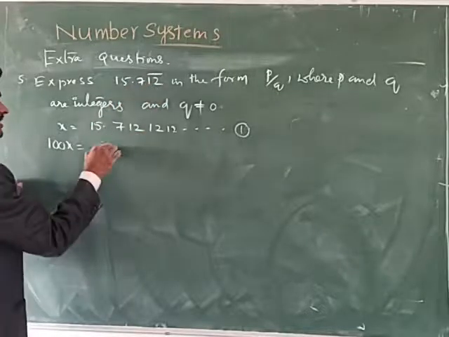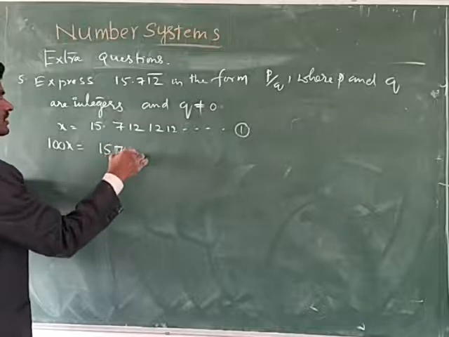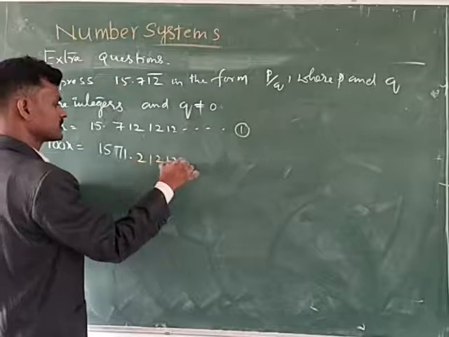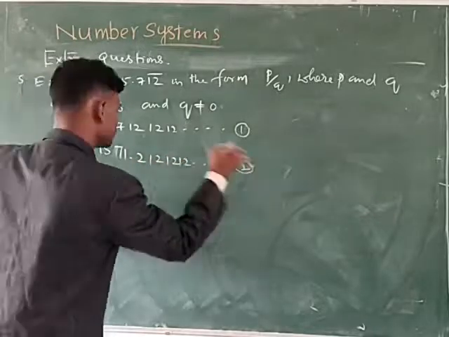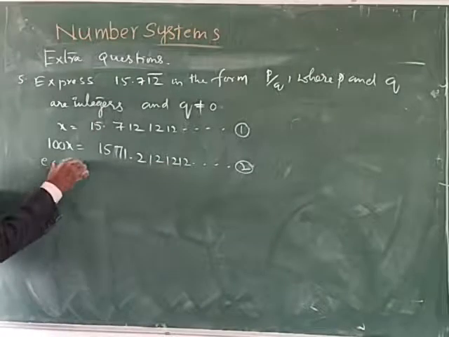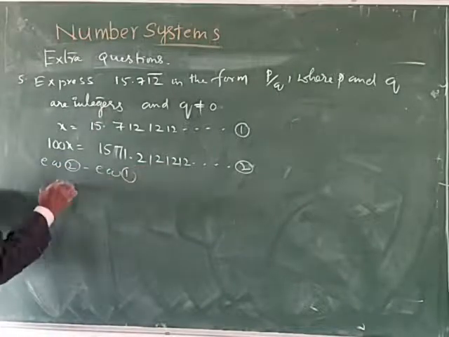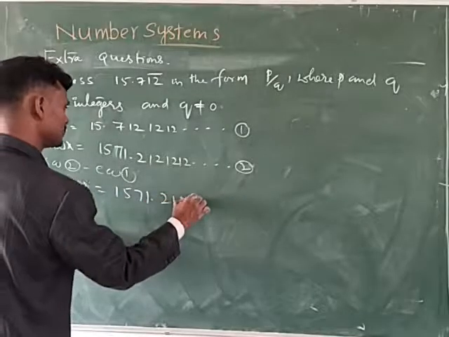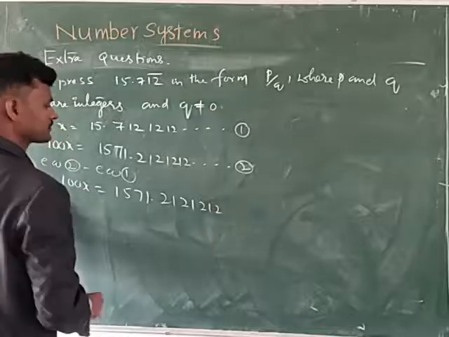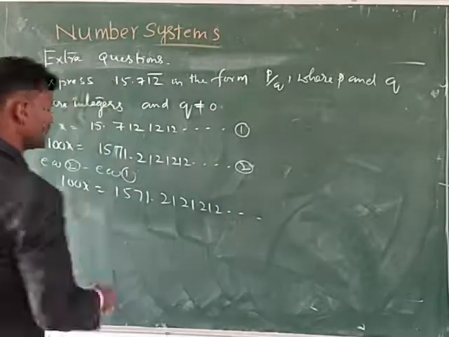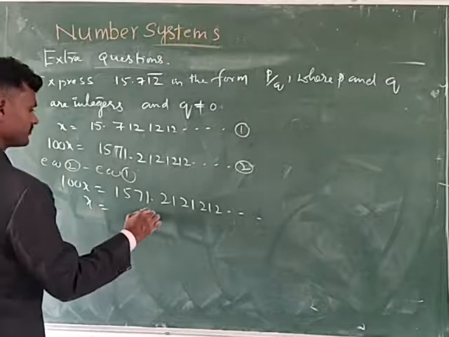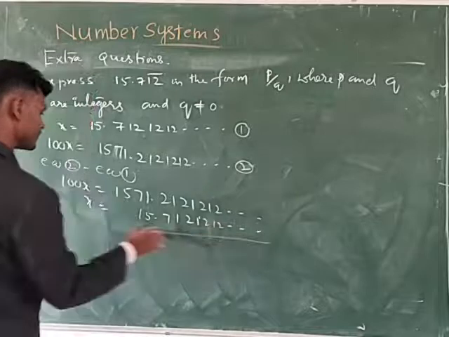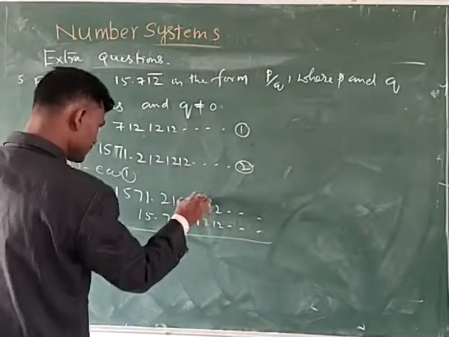1571.2. Thereafter you have to take the recurring part as it is. This is equation 2. Next, equation 2 minus equation 1. Now 100x is equal to 1571.212122 and so on. Next here x is equal to 15.71212 and so on. Now you have to subtract this. Up to here the same numbers, so you can cancel it.